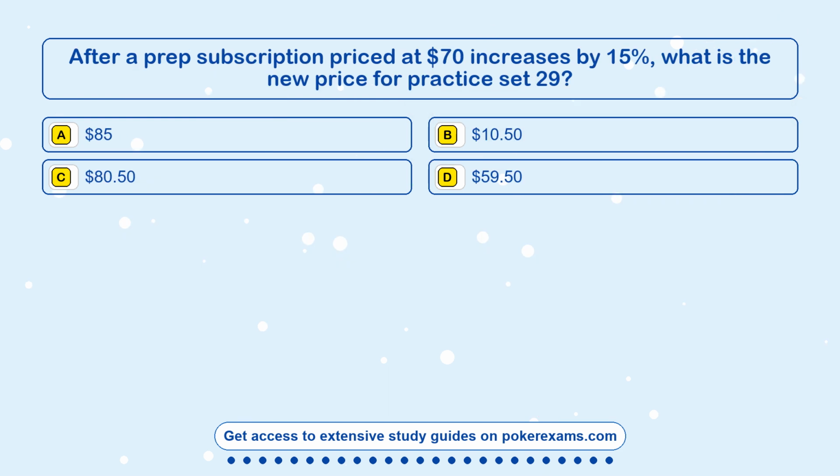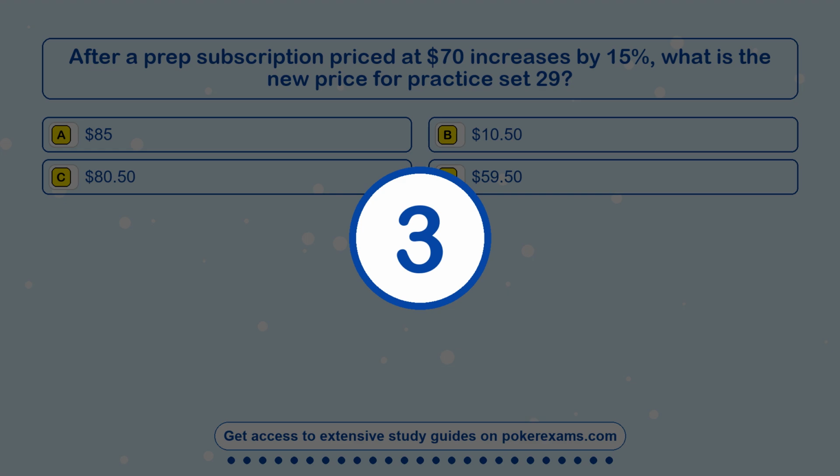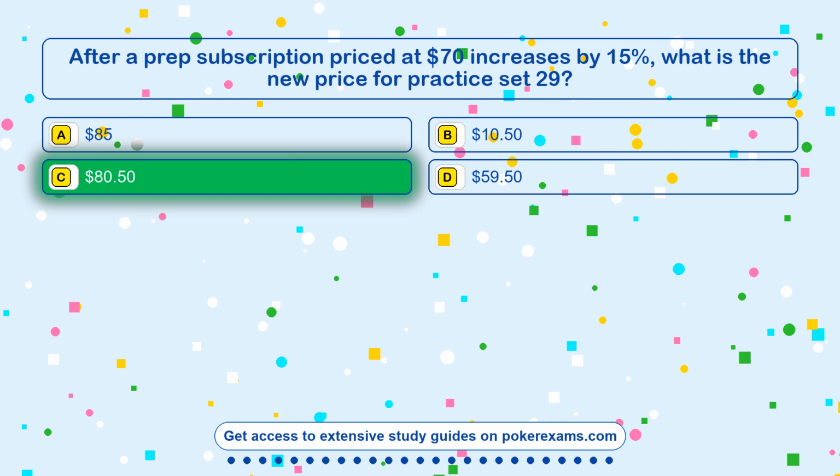Question 3. After a prep subscription priced at $70 increases by 15%, what is the new price for practice set 29? Option A: $85. Option B: $10.50. Option C: $80.50. Option D: $59.50. The correct answer is option C, $80.50.